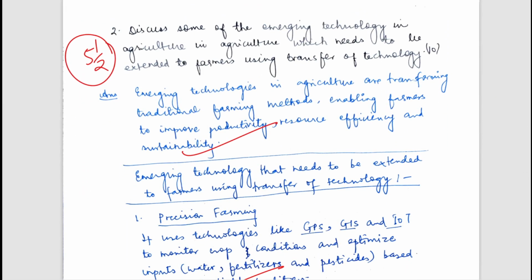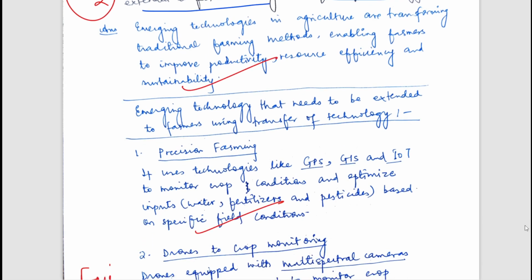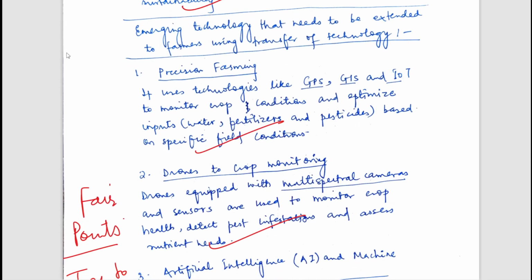The second question is, discuss some of the emerging technologies in agriculture which need to be extended to farmers using transfer of technology. So what are those emerging technologies which need to be given to the farmer? The farmers should be trained about these technologies, because they could be very helpful in their agriculture practices. So what are those technologies? First and foremost, and it is very much in the news, that is precision farming.